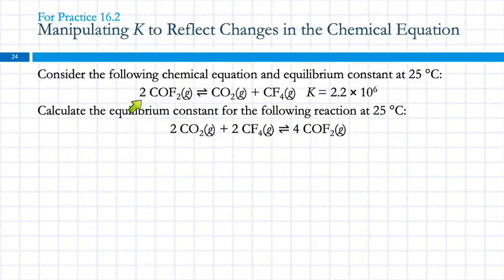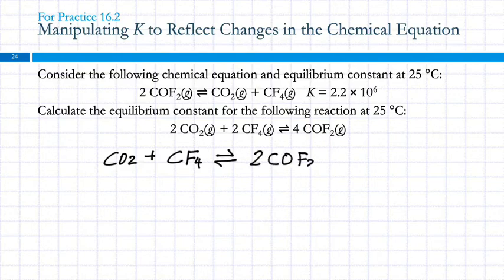So, how are these two equations different? Well, for one thing, they're reversed. So this was a little more complicated than A and B. I'm going to take this one and write it reversed. So that's going to give me CO2 plus CF4 in equilibrium with 2COF2. And if I do that, I'm going to take the equilibrium constant and invert it. So I'm going to raise it to the -1 power. So that's 1 over K.